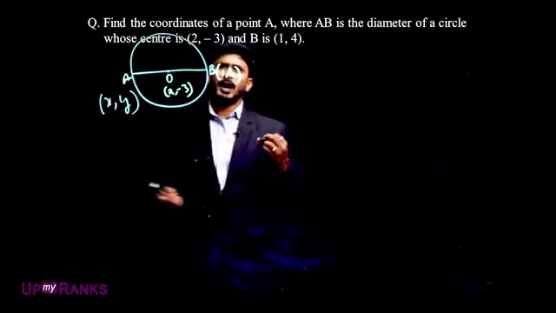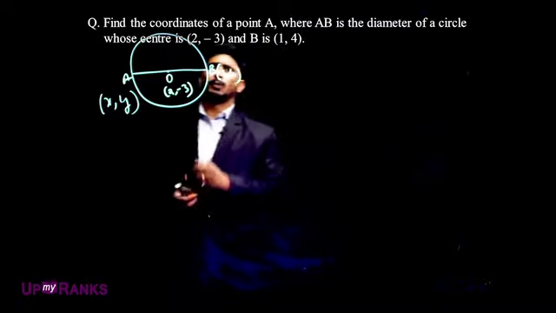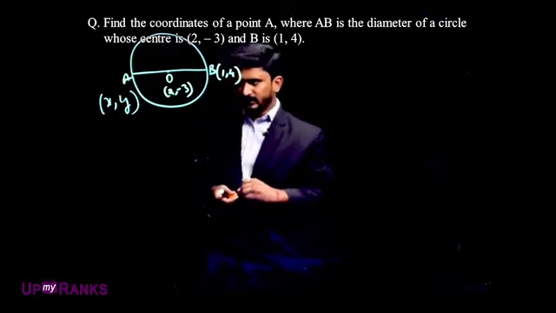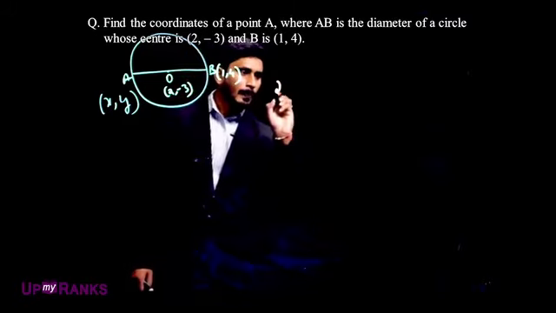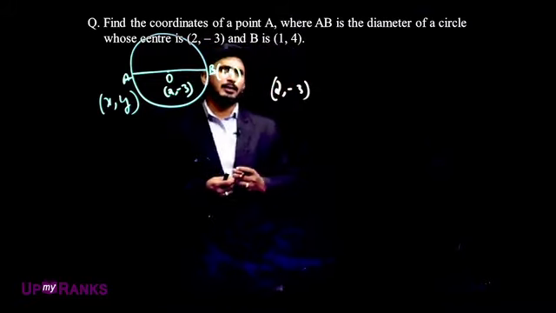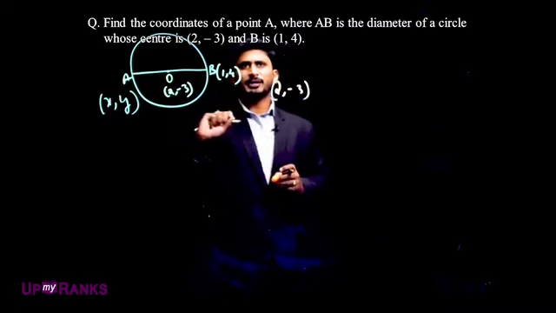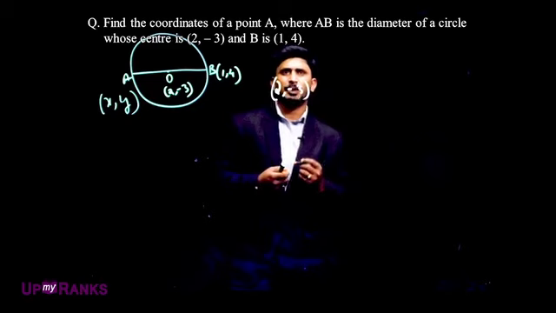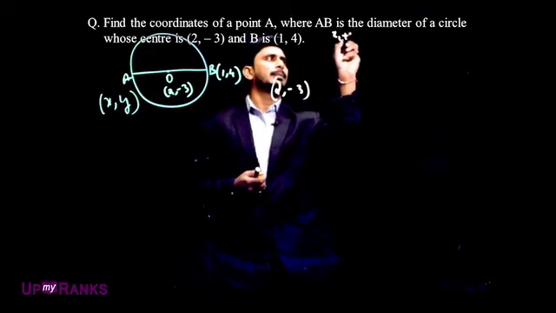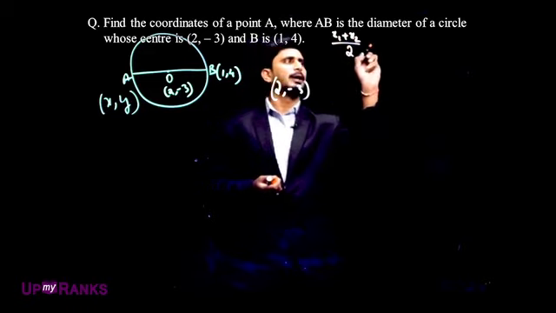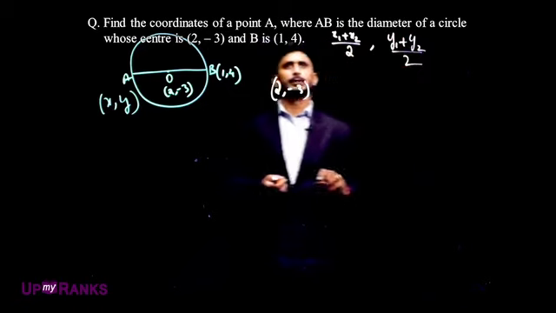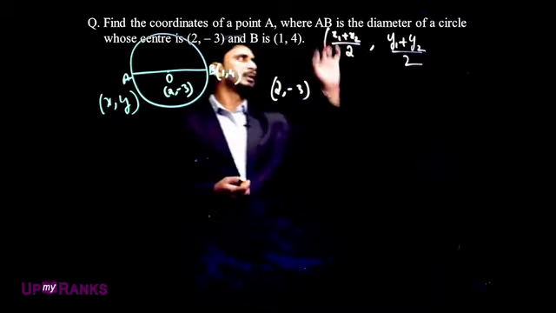So it's very easy. Again we are going to use the section formula. What does the section formula tell? The section formula is given like this. But instead of using the section formula, because O is the midpoint of AB, I will use the midpoint formula. What is the midpoint formula? The midpoint formula is x1 plus x2 divided by 2 comma y1 plus y2 divided by 2. So I have the midpoint already.